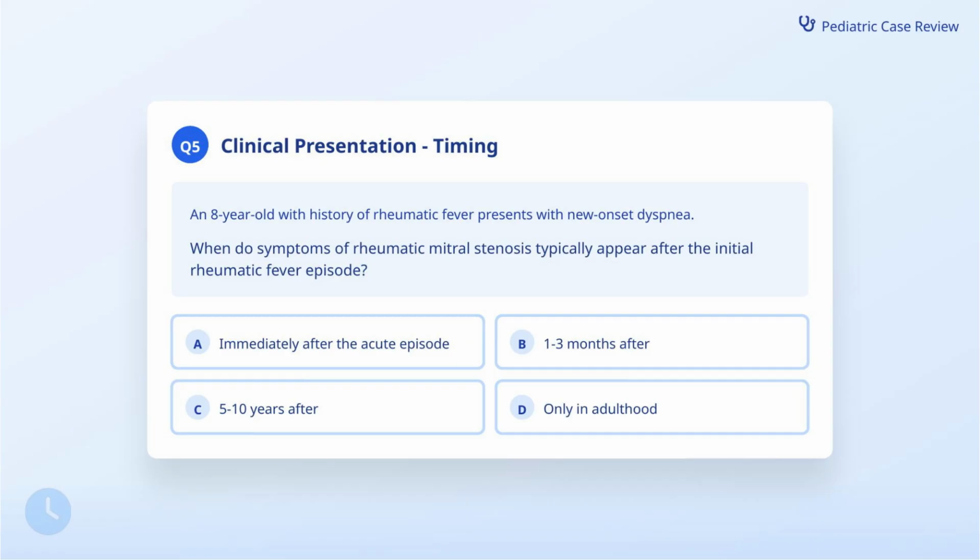An 8-year-old with history of rheumatic fever presents with new-onset dyspnea. When do symptoms of rheumatic mitral stenosis typically appear after the initial rheumatic fever episode?